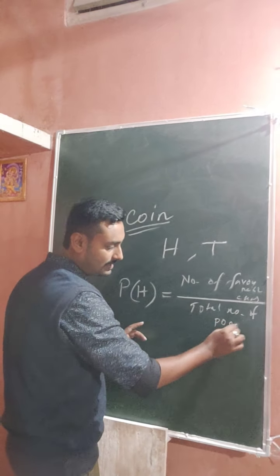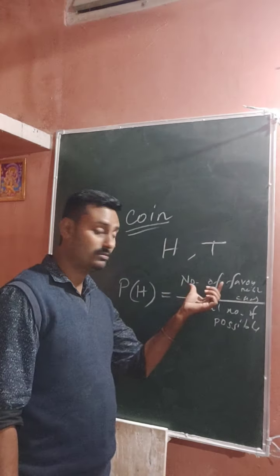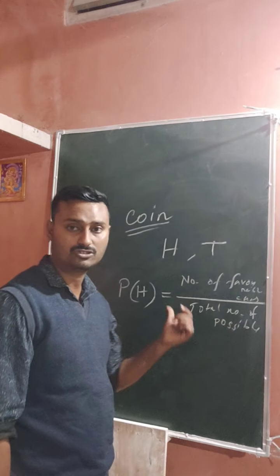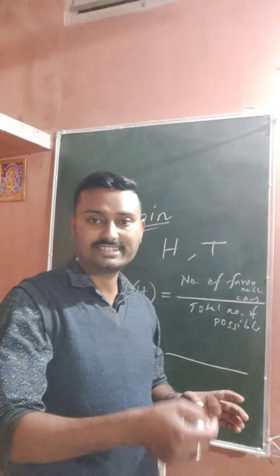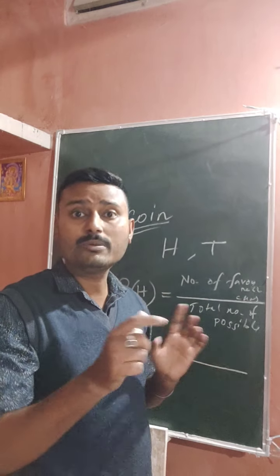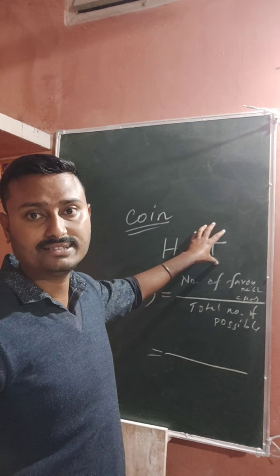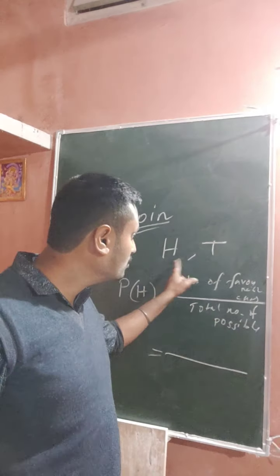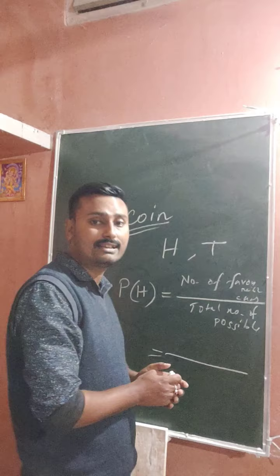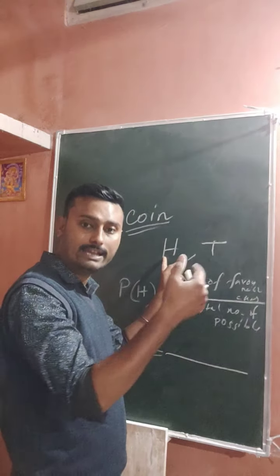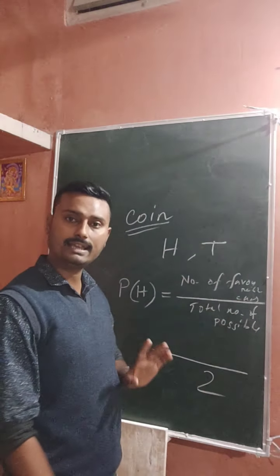So why am I giving this example? To help all of you understand what favorable cases and possible cases are. Okay, now look at this one. Whenever you toss a coin, either head will appear or tail will appear. That means out of these two, one thing will happen. So the total number of cases is 2. Clear?